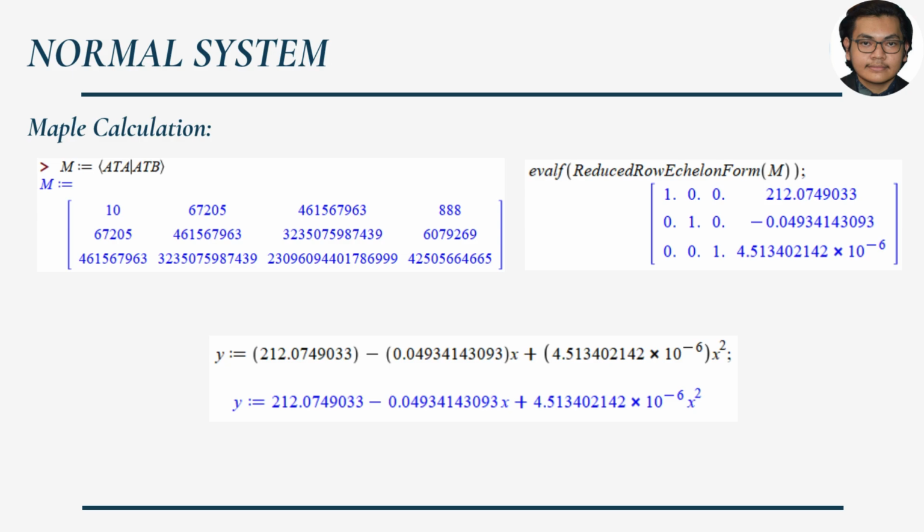For our Maple calculation, we cannot do the row echelon form, and we need to use reduced row echelon form. And then we have to use evalf in order to get the decimal number. If not, it will give a fraction. And then we get our answer for the quadratic equation.